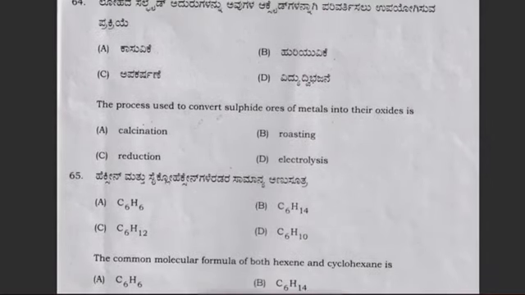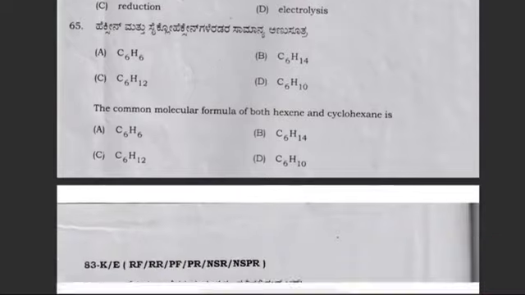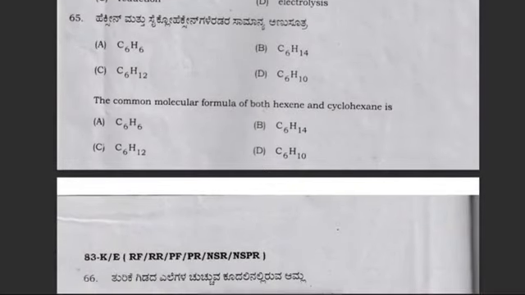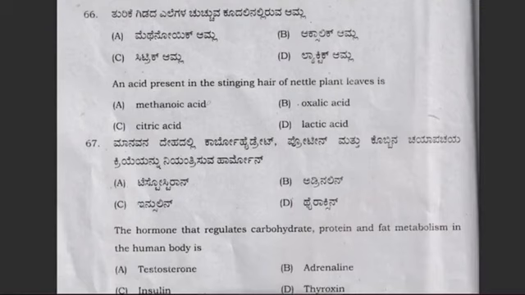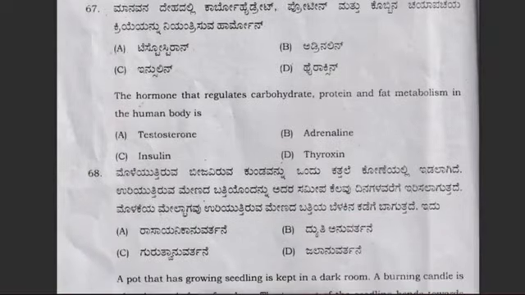The process used to convert sulfide ores of metals into their oxides is roasting. The common molecular formula of both hexane and cyclohexane is C6H12. The acid present in the stinging hair of a nettle plant is methanoic acid. The hormone that regulates carbohydrate, protein, fat metabolism is insulin, thyroxine.